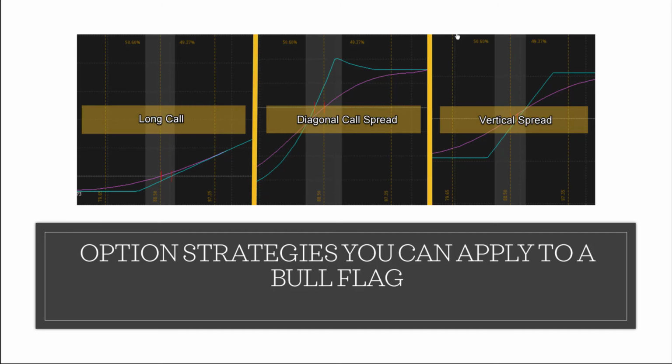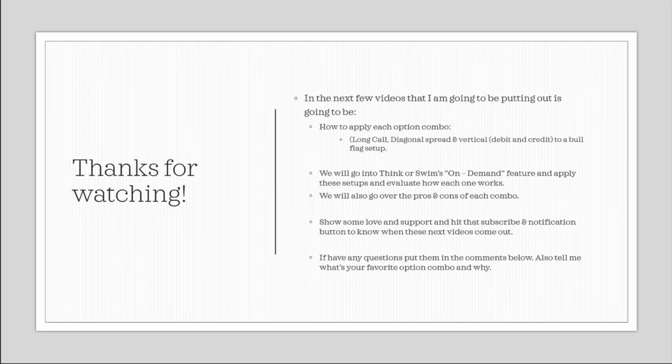In the next few videos I'll be putting out, we're going to apply a long call, a diagonal call spread, a vertical spread, a debit and a credit to the bull flag setup. We'll go into Thinkorswim's on-demand feature and apply each combo to it, and then we'll evaluate which one worked, which one didn't work, and what the pros and cons of each combo were, so you get a broad overview of how each combo works in a setup.